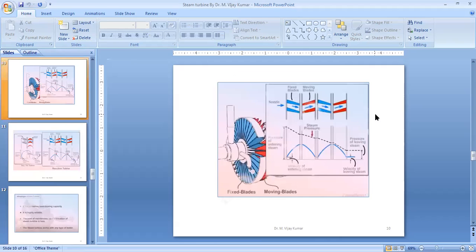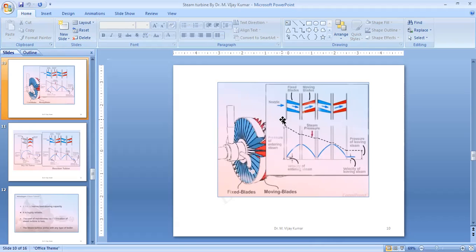Now let us understand from this program. If you look into the pressure and velocity profile, you can see there are four sections. In the first section there is a fixed blade, in the next section a moving blade, and the next one stationary blades. That is, fixed blade, then runner blades, then fixed blades, then runner blades, like that. Finally, from the nozzle, the steam will be coming out with higher velocity.